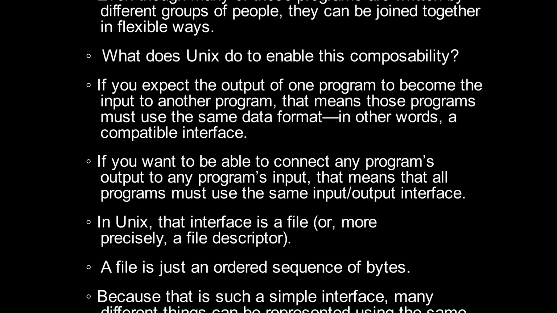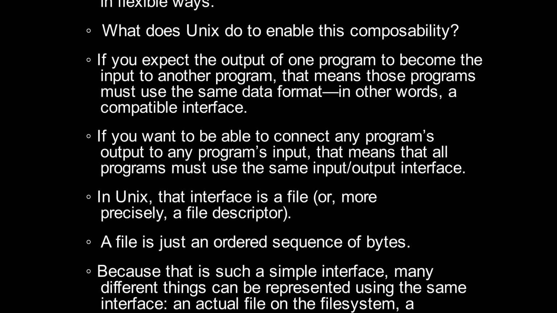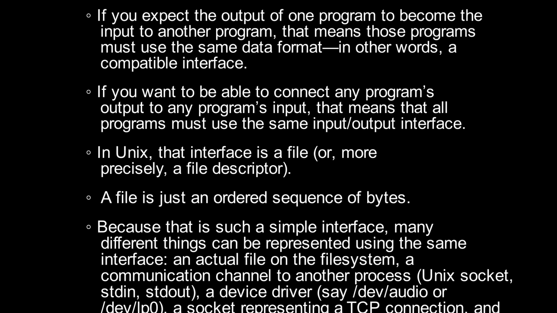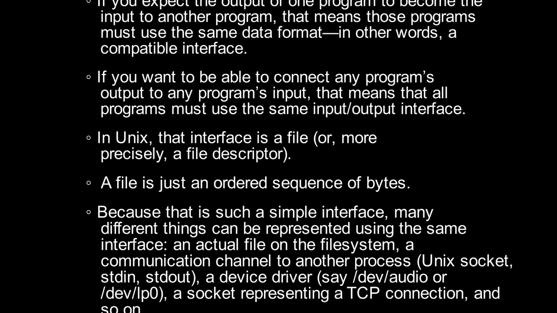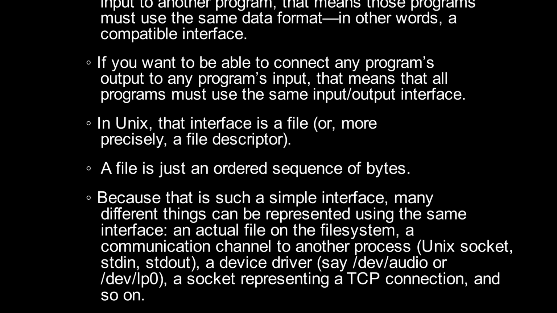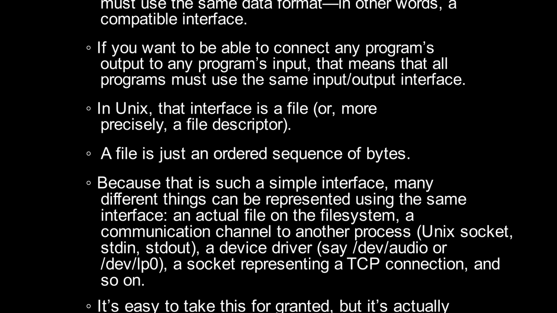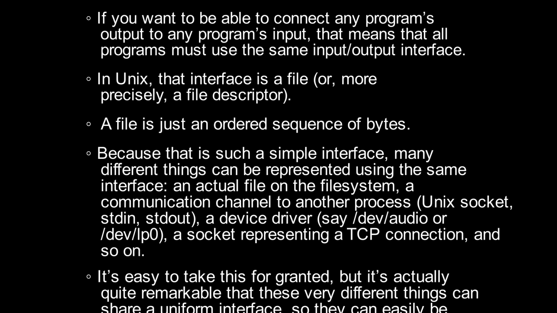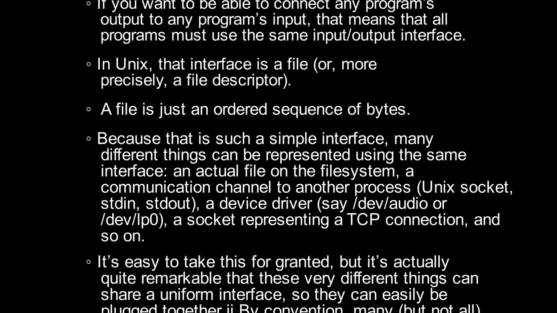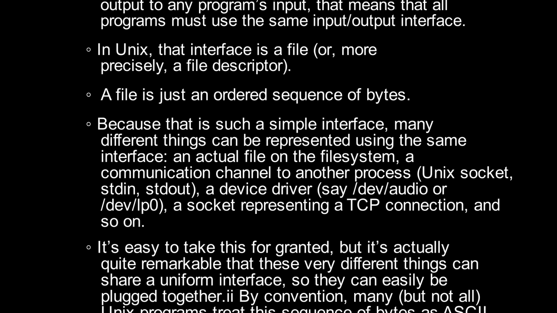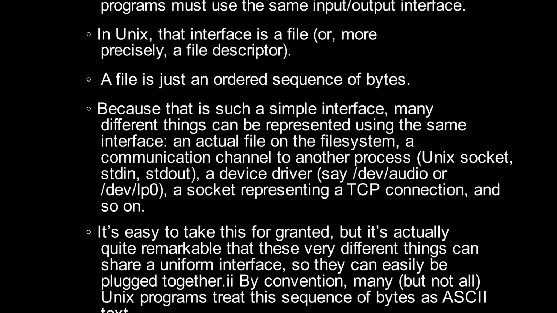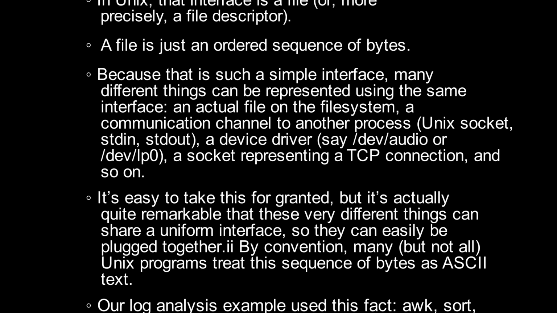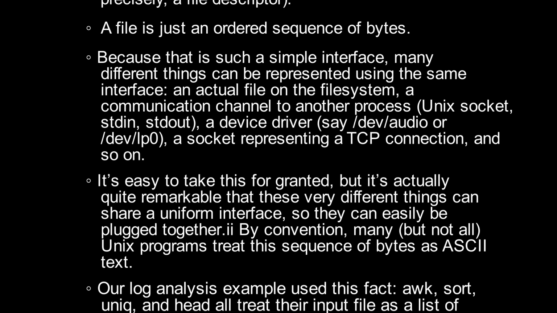In Unix, that interface is a file, or, more precisely, a file descriptor. A file is just an ordered sequence of bytes. Because that is such a simple interface, many different things can be represented using the same interface: an actual file in the file system, a communication channel to another process (Unix socket, stdin, stdout), a device driver, say /dev/audio or /dev/lp0, a socket representing a TCP connection, and so on. It's easy to take this for granted, but it's actually quite remarkable that these very different things can share a uniform interface, so they can easily be plugged together.